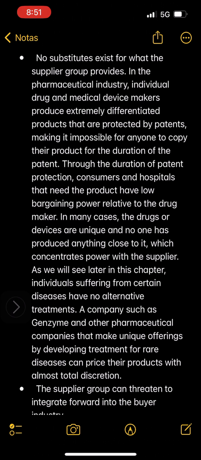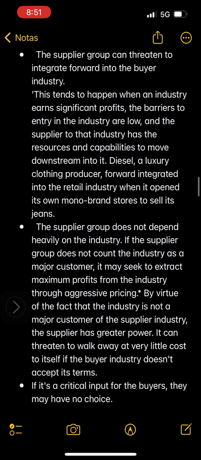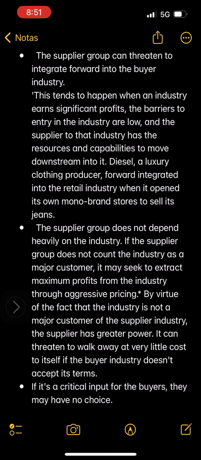The supplier group can threaten to integrate forward into the buyer industry. This tends to happen when an industry earns significant profits, the barriers to entry in the industry are low, and the supplier to that industry has the resources and capabilities to move downstream into it. Diesel, a luxury clothing producer, forward integrated into the retail industry when it opened its own monobrand stores to sell its jeans. The supplier group does not depend heavily on the industry.